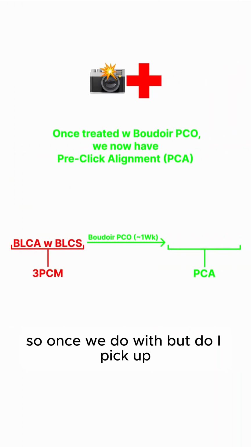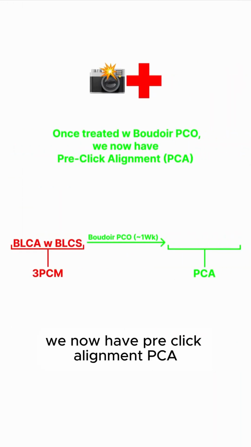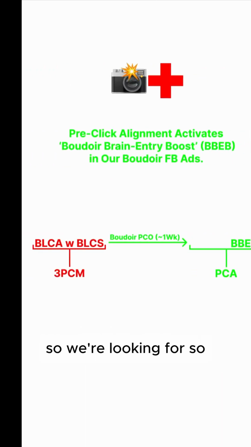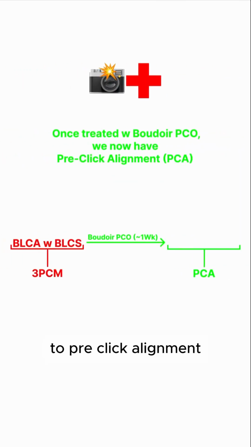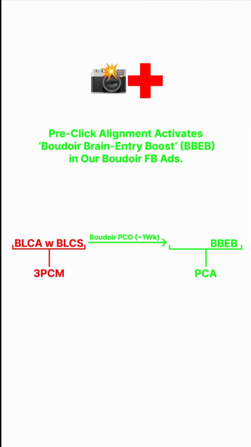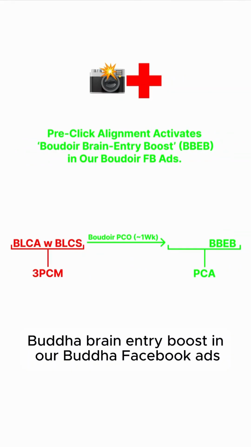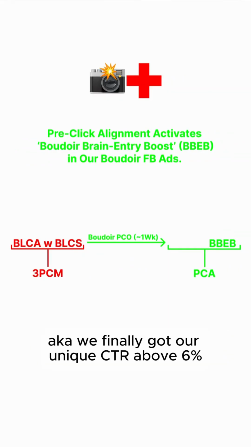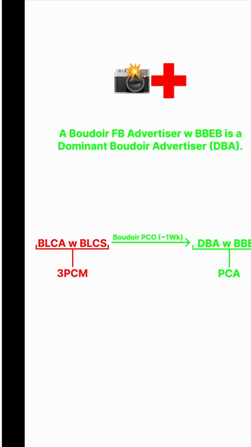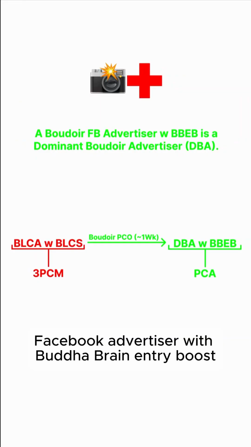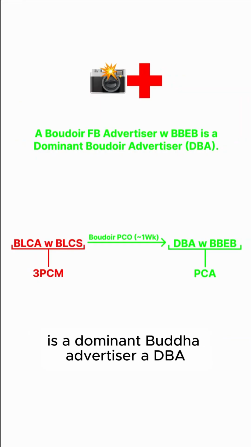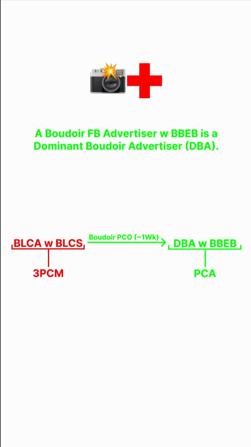So once treated with Boudoir Pico, we now have pre-click alignment, PCA. So we go from the 3 pre-click mistakes to pre-click alignment. And pre-click alignment activates Boudoir brain entry boost in our Boudoir Facebook ads, aka we finally got a unique CTR above 6%. And a Boudoir Facebook advertiser with Boudoir brain entry boost is a dominant Boudoir advertiser, a DBA.